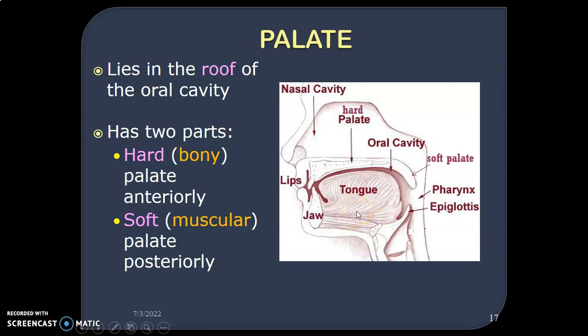So the palate is actually what forms the roof of the oral cavity. So this is the oral cavity. Anything above the oral cavity is the palate, and it's usually a structure that separates the oral cavity from the nasal cavity above. It's made up of two parts. The anterior part is bony, so we call it the hard palate, and the posterior part is muscular, we call it the soft palate.